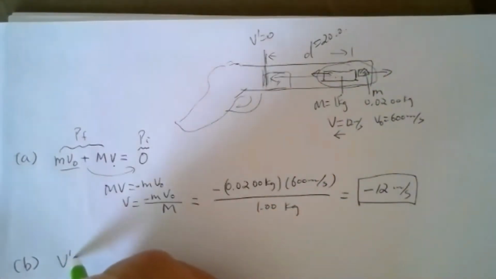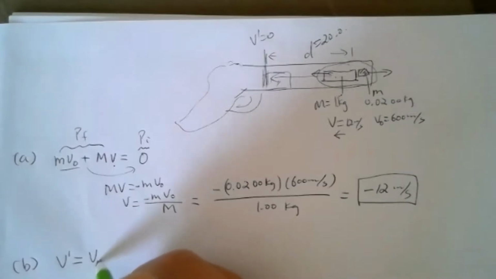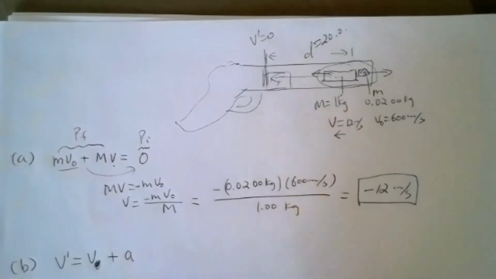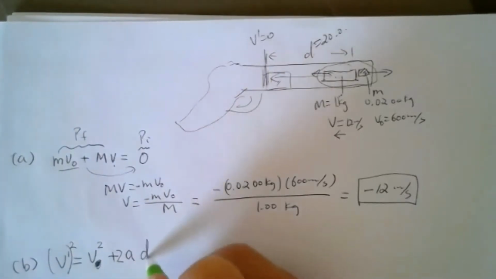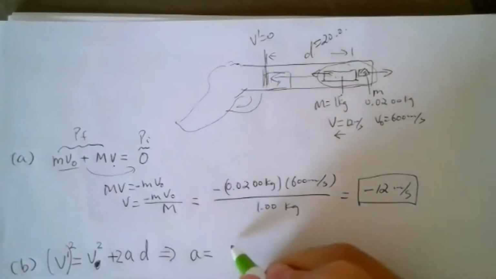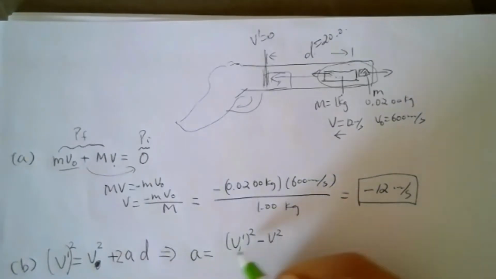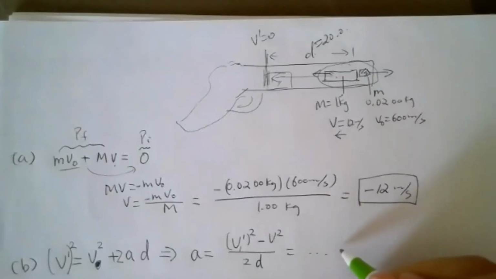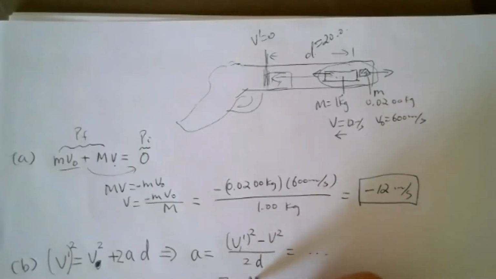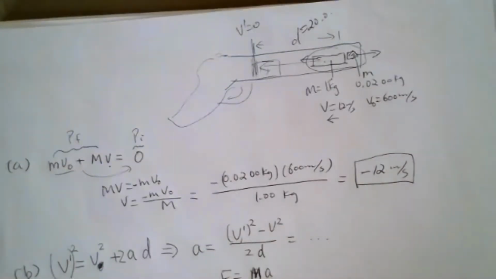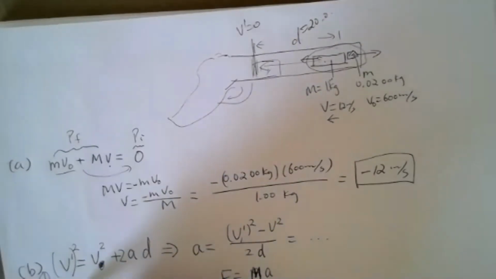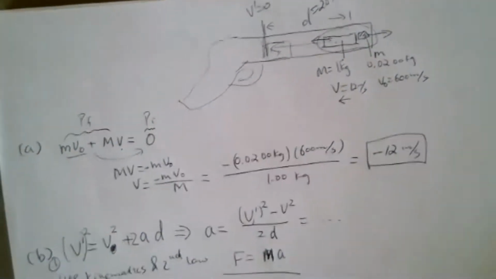Because you know V prime and V initial, you are going to use the last equation from the equations of motion: final squared equals initial squared plus 2 times acceleration times d. Then you can solve for acceleration, which is final squared minus initial squared divided by 2d. Once you have the acceleration, the force can be calculated by mass, the capital M here, times acceleration. So that's the first way, using kinematics and Newton's second law.